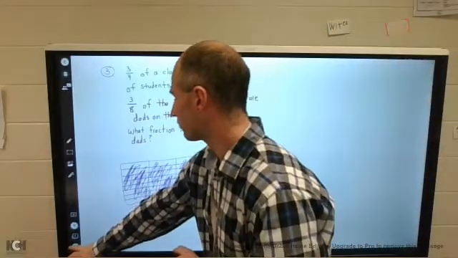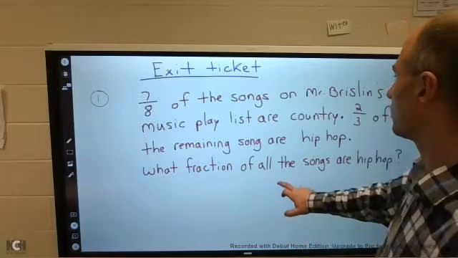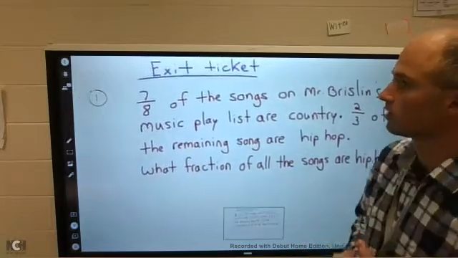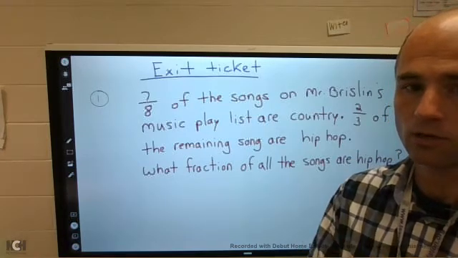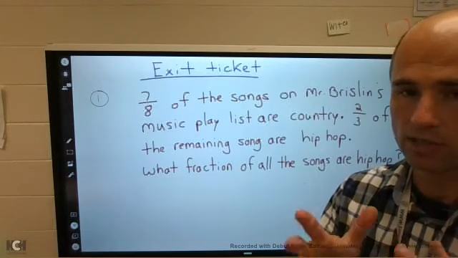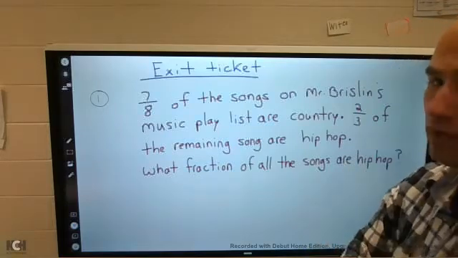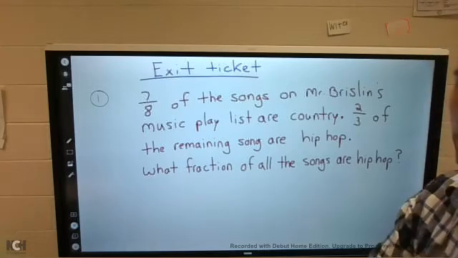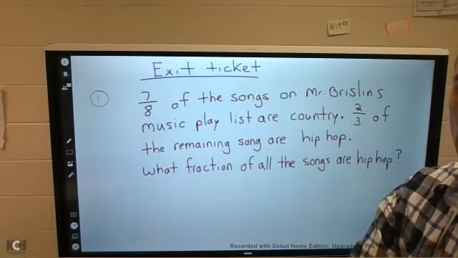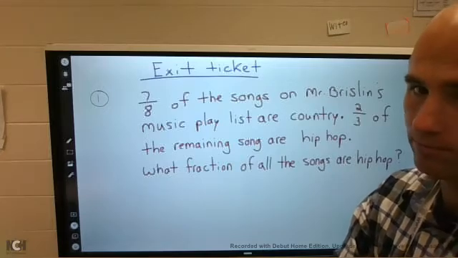Okay, moving forward, we're going to now do our exit ticket. So here's your exit ticket question. And where you're going to answer it is in your parents' email. They have the link for it. So 7/8 of the songs on Mr. Brislin's music playlist are country. 2/3 of the remaining songs are hip hop. What fraction of all the songs are hip hop?